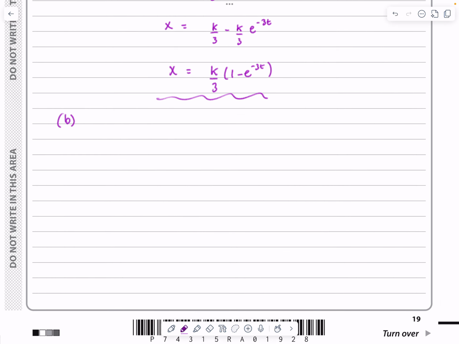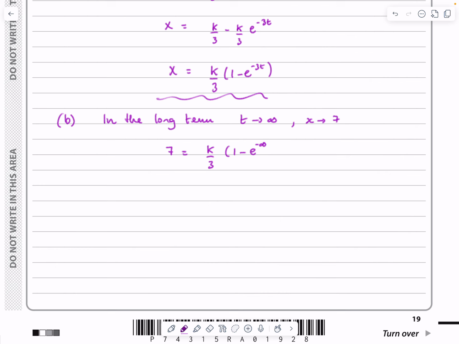Make it clear to the examiner. In the long term, t tends towards infinity. Use that language, it just makes them more confident in what we're doing. And here, as t tends towards infinity, they're telling me that x tends towards 7. Okay, so if that's true, I can take my formula here and say, as t tends towards infinity, then I'm going to get 7 is equal to k over 3, 1 minus, in effect, e to the minus infinity.